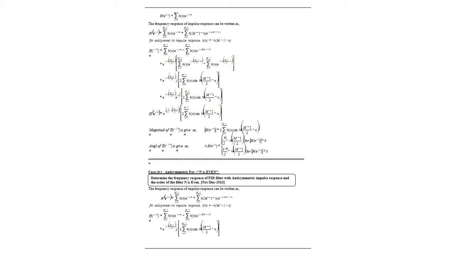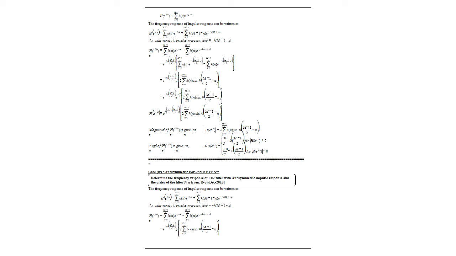So the frequency response of the impulse response can be written as H(e^jω) = Σ_{n=0}^{(M-3)/2} h(n) e^(-jωn) + Σ_{n=0}^{(M-3)/2} h(M-1-n) e^(-jω(M-1-n)).